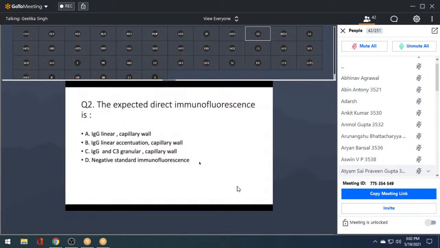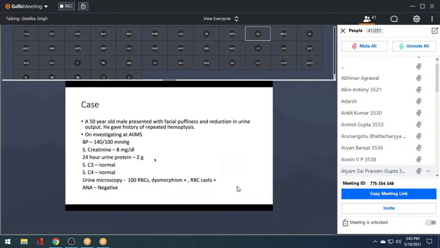Next question. The expected direct immunofluorescence is: A, IgG linear capillary wall; B, IgG linear accentuation capillary wall; C, IgG and C3 granular capillary wall; D, negative standard immunofluorescence. C, correct: IgG and C3 granular capillary wall. Brilliant.